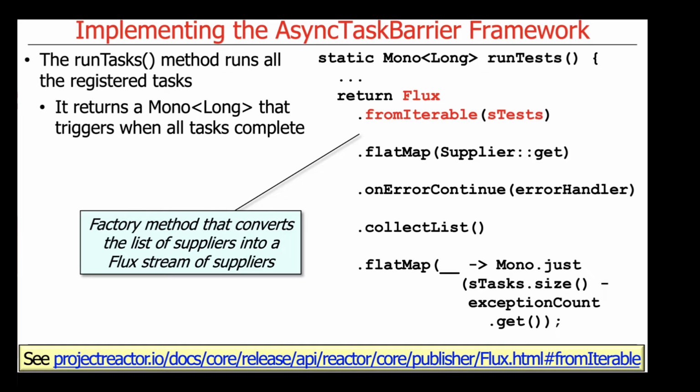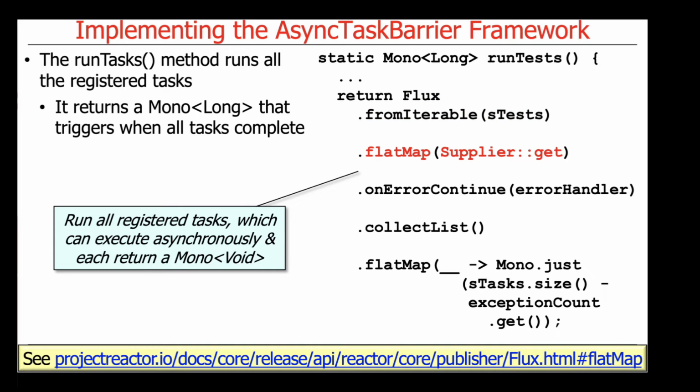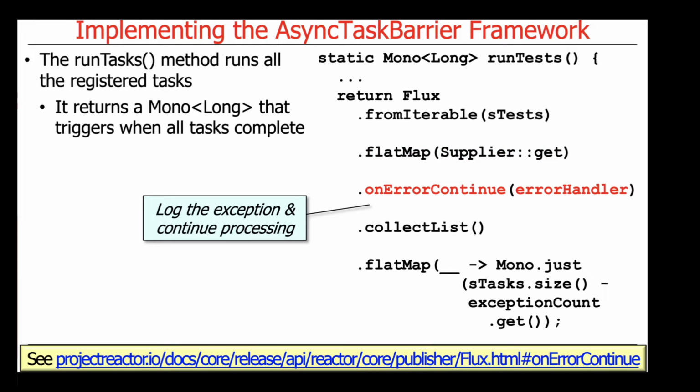So far, so good. We're then going to use flatMap, which will execute asynchronously, because of course these things could be running in the background. And it's going to call the get method on each of the registered tasks, which will then start them in motion, which could be synchronous or asynchronous. Let's assume they're asynchronous, so they're running in the background. We then use onErrorContinue, which will log any exceptions that get thrown by the tasks that we're running and continue. It'll keep running.